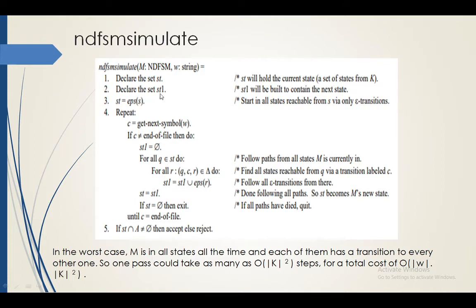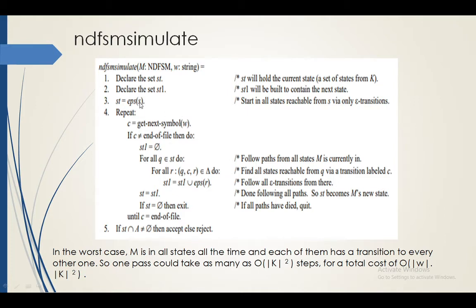Next we are going to declare one more set, ST1, which will be built to contain the next states. So ST contains the current states, and ST1 contains the next states. Next, ST equals EPS of S: the start state and all states reachable from S via epsilon transitions.